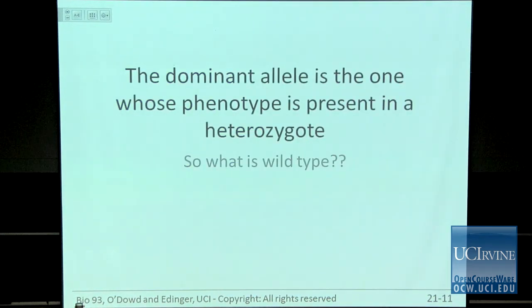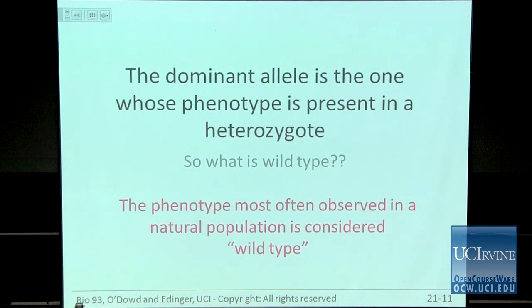The dominant allele, as I said, is the one whose phenotype is present in the heterozygote. But how do you tell what the wild type allele is? How do you know what the wild type phenotype is? The phenotype that is most often observed in a natural population is considered to be the wild type. The wild type allele could be dominant, but it doesn't have to be. The wild type allele is the one that's most common in a natural population.